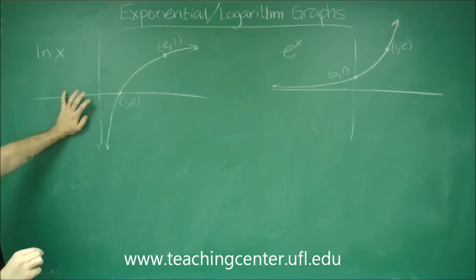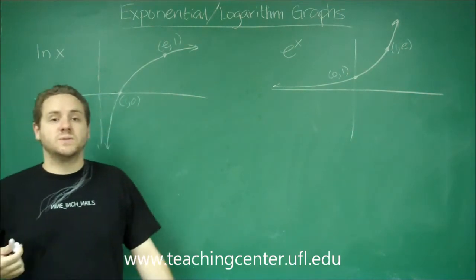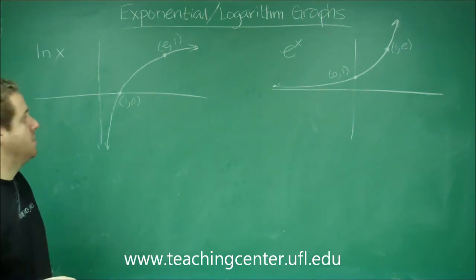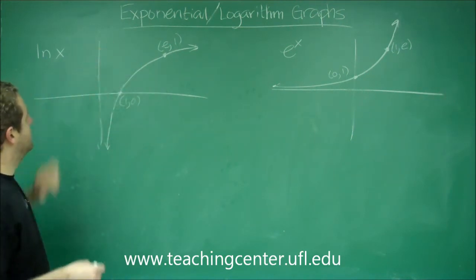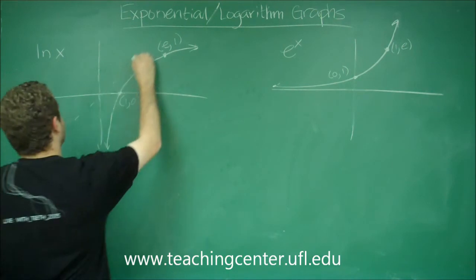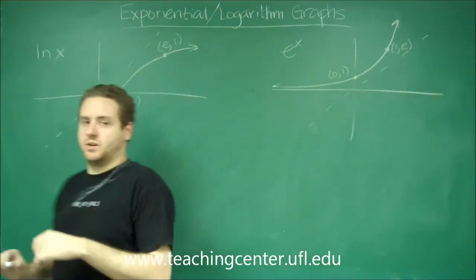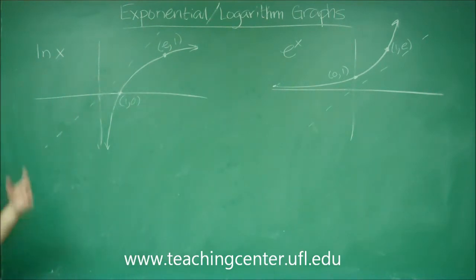In fact, ln of x and e to the x are inverse functions, so their graphs show an inverse relationship. If you reflected either of these graphs over the line y equals x, which is how we graphically determine inverses, you would get the other graph.